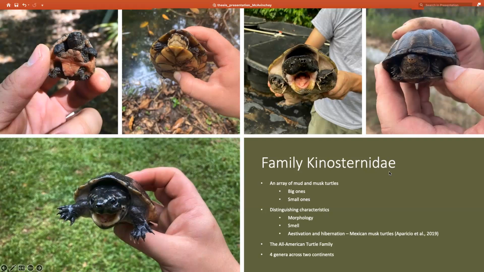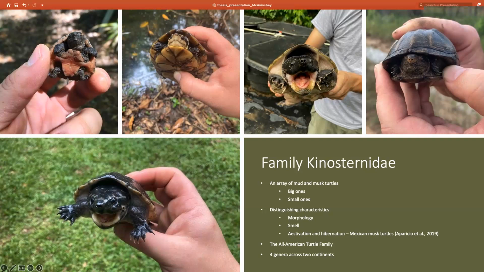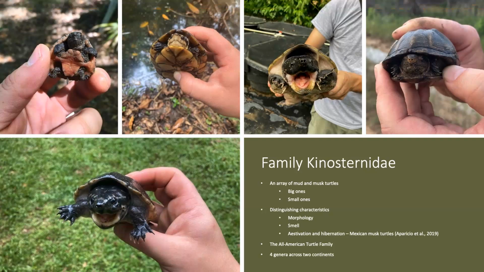Some of the distinguishing characteristics of this family are their really robust jaw muscles. They're known for their really good bite strengths. They're adapted for biting through the calcareous shells of snails and other invertebrates. And the giant Mexican musk turtle actually is adapted for biting through the shells of other turtles. So it's considered a very poor move to get bit by one of these guys out in the field.